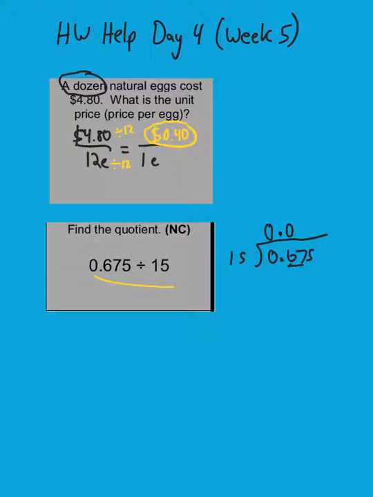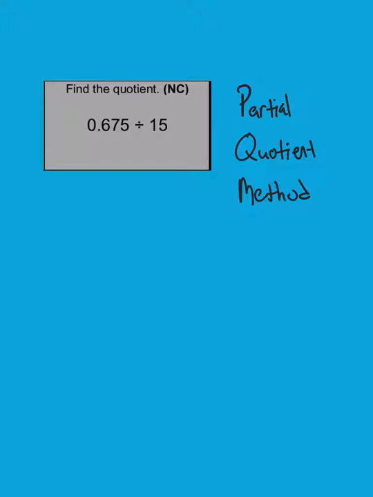It will go into 67 4 times, which is 60. Subtract, bring down. And 15 goes into 75 5 times. No remainder, nothing to bring down, so you're done. Your answer is 45 thousandths. Now, if you don't like that method, we're going to go to partial quotient method.